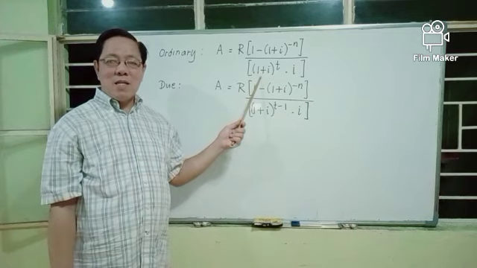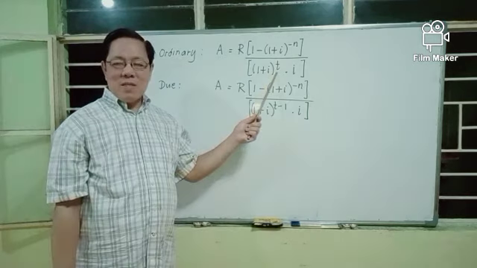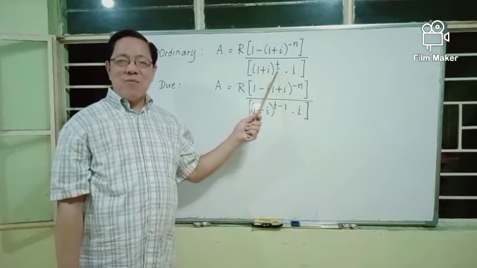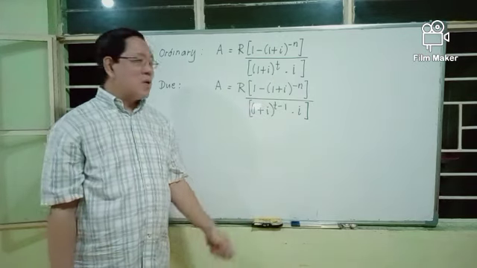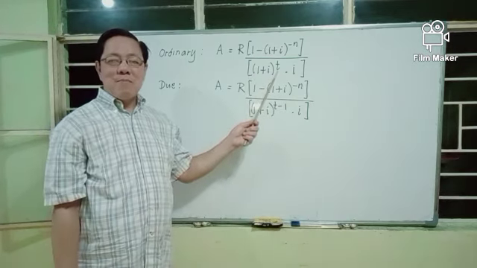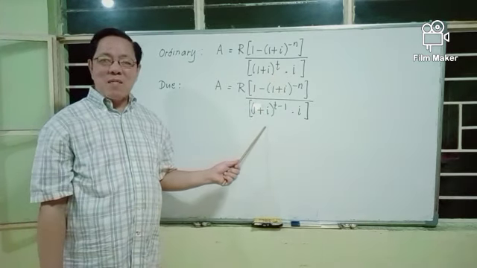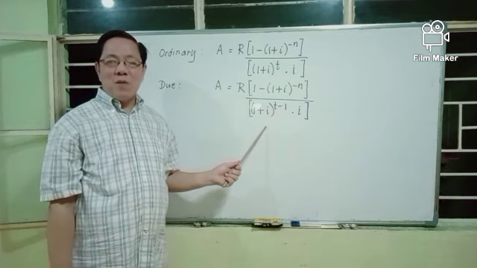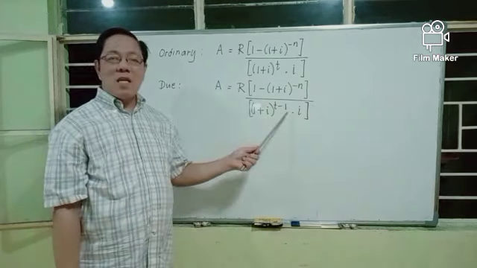For ordinary annuity, that means we have a deferred annuity but regular payments are made at the end of each period, the exponent of 1 plus i is t. But if in the deferred annuity, the regular payments are made at the beginning of each period, the exponent of 1 plus i in the denominator is t minus 1.